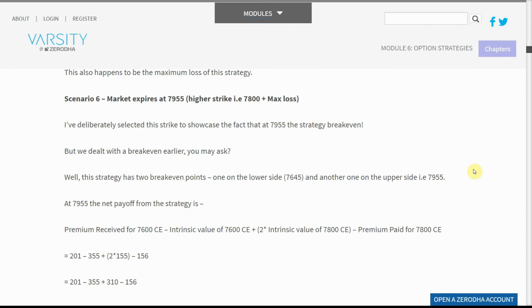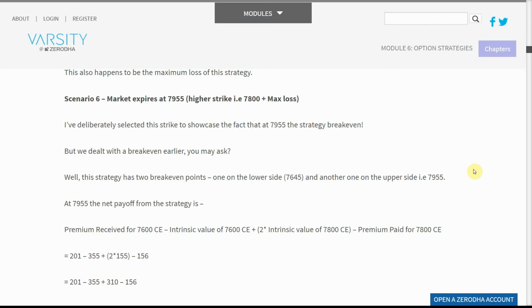Scenario 6: market expires at 7,955, higher strike, i.e. 7,800 plus max loss. I've deliberately selected this strike to showcase the fact that at 7,955 the strategy breaks even. But we dealt with a break-even earlier. You may ask, well, this strategy has two break-even points, one on the lower side, 7,645, and another one on the upper side, i.e.